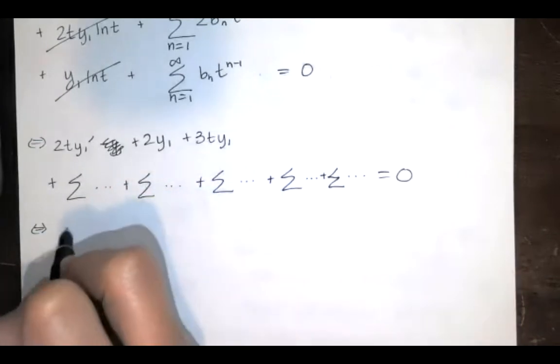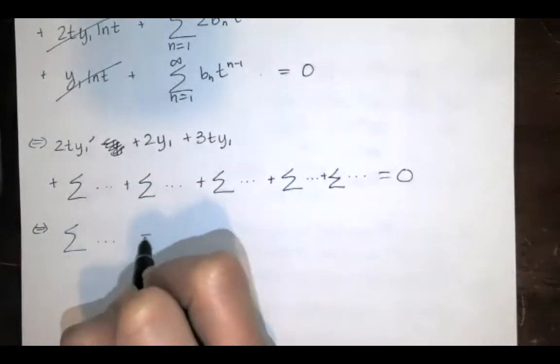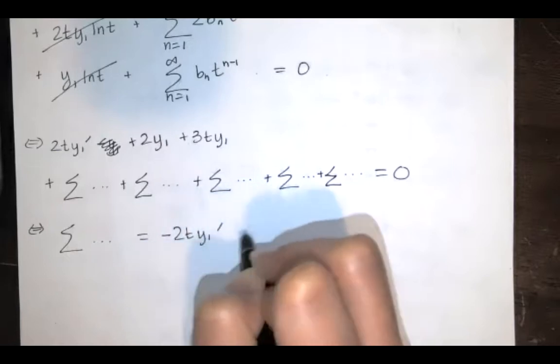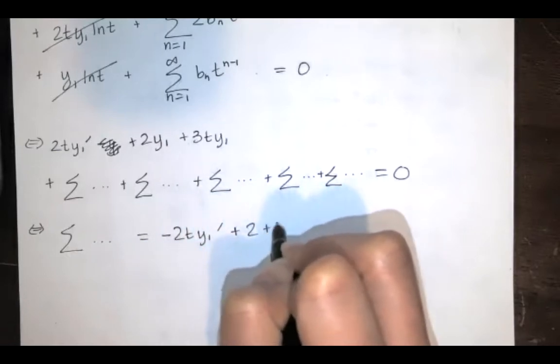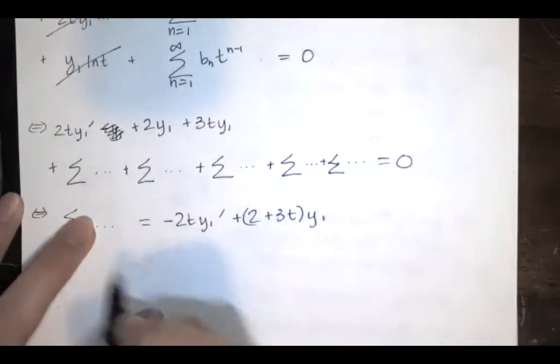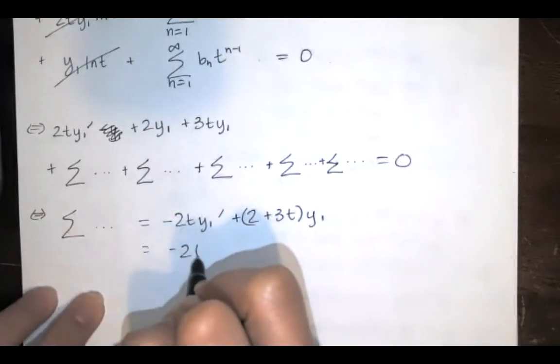This sum of 5 series can be written as a single series involving your b sub n. On the other side, if you move all of these to the side, you have negative 2t times y sub 1 prime plus 2 plus 3t, all multiplied by y sub 1. Or actually, it might be better to leave that factored.